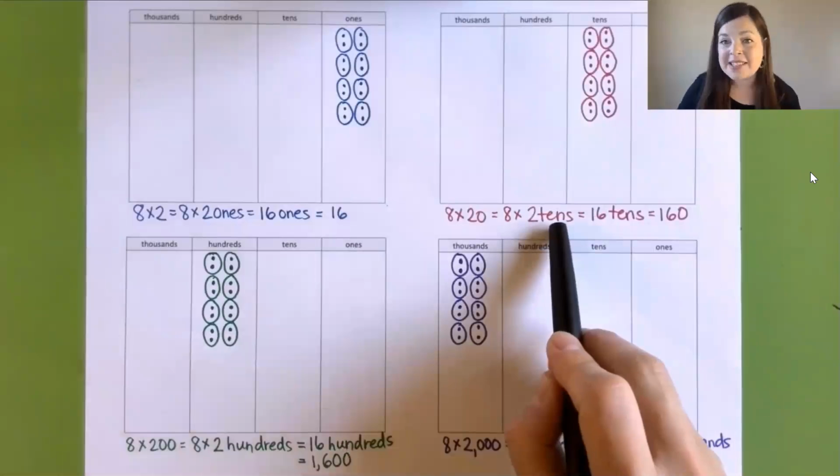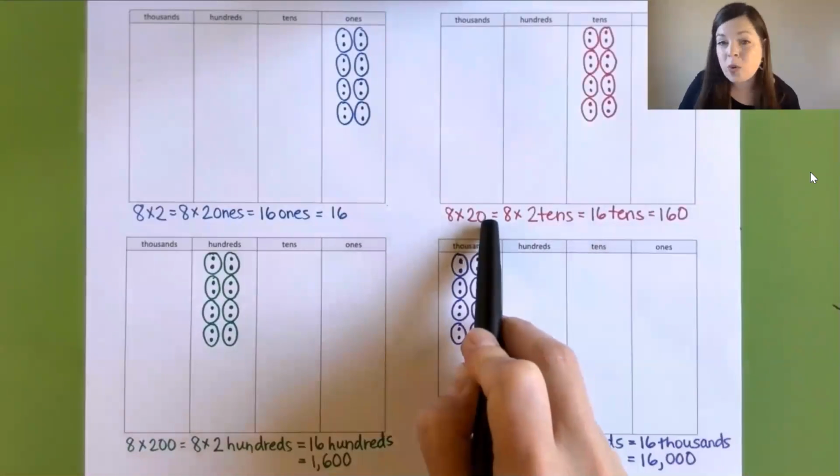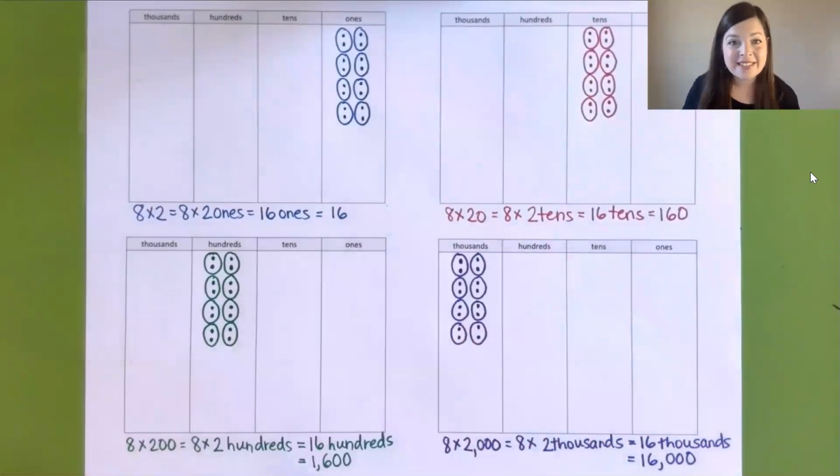When we multiplied by tens, there was 1 zero in the product, just like 1 zero in the tens. When we multiplied by hundreds, there were 2 zeros in the product, just like there were 2 zeros in the hundreds. And when we multiplied by thousands, there were 3 zeros in the product, just like there were 3 zeros in the thousands. Great noticing.